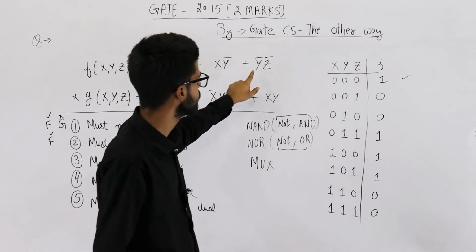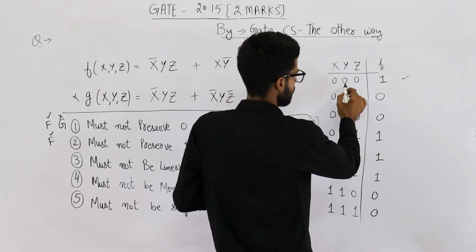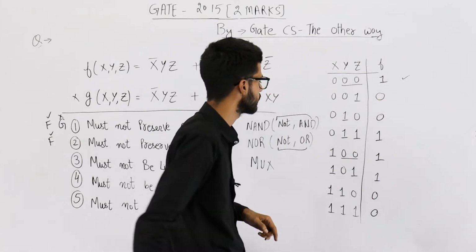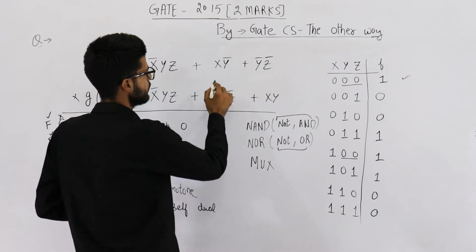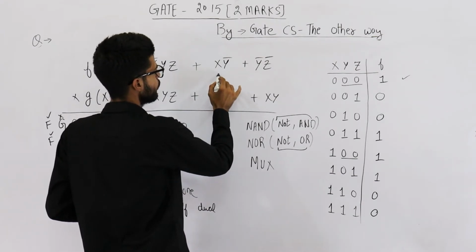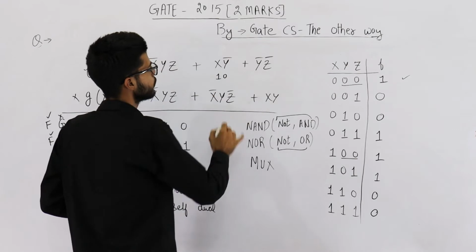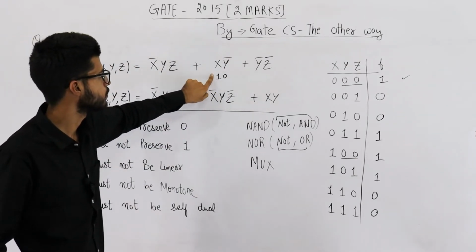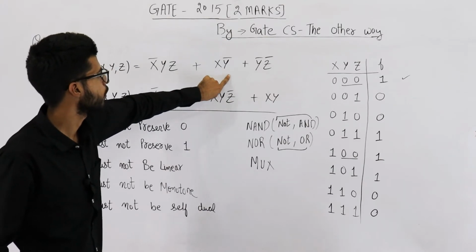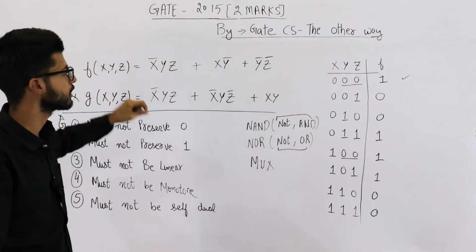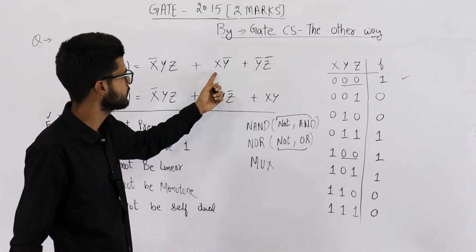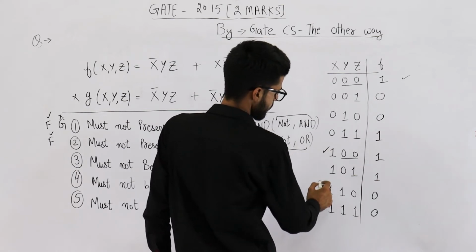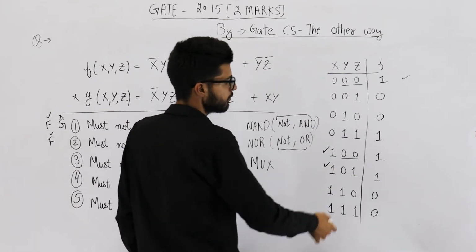So where are the values of Y and Z 0 0? In this case and this case. So both of them will output a 1. Similarly, X and Y have to have values of 1 and 0 to output a 1. In case of X equal to 1, Y equal to 0, X Y bar will become 1 and the entire function will output 1. So X equal to 1, Y equal to 0 is here as well as here. So both of them will be 1.